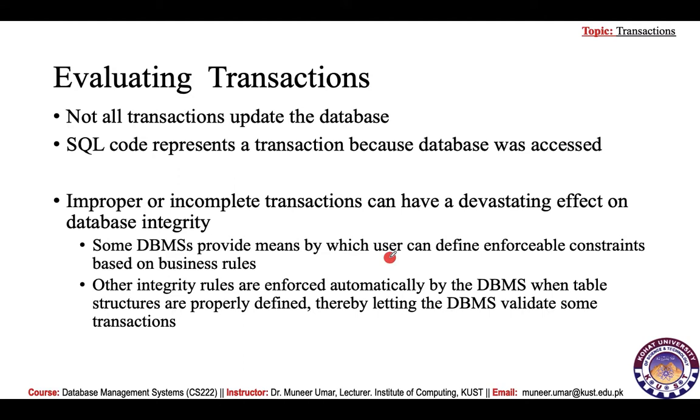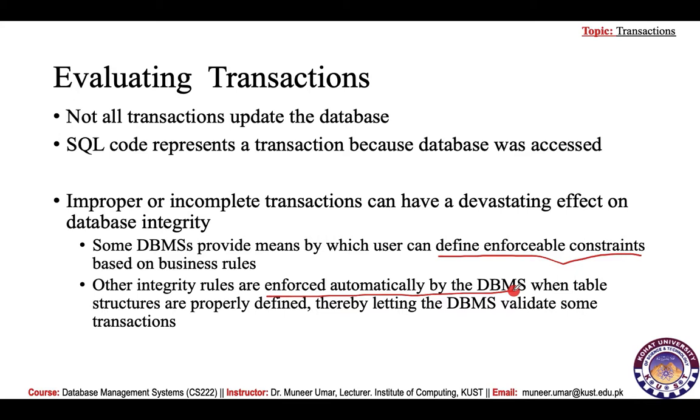In a DBMS, we have two classes of constraints. The first class is defined by the users to perform some particular tasks or to fulfill some particular requirements, and the second class is enforced automatically by the DBMS. So whenever we talk about transactions being maintained by the DBMS, the constraints regarding the transactions are also enforced automatically by the DBMS.